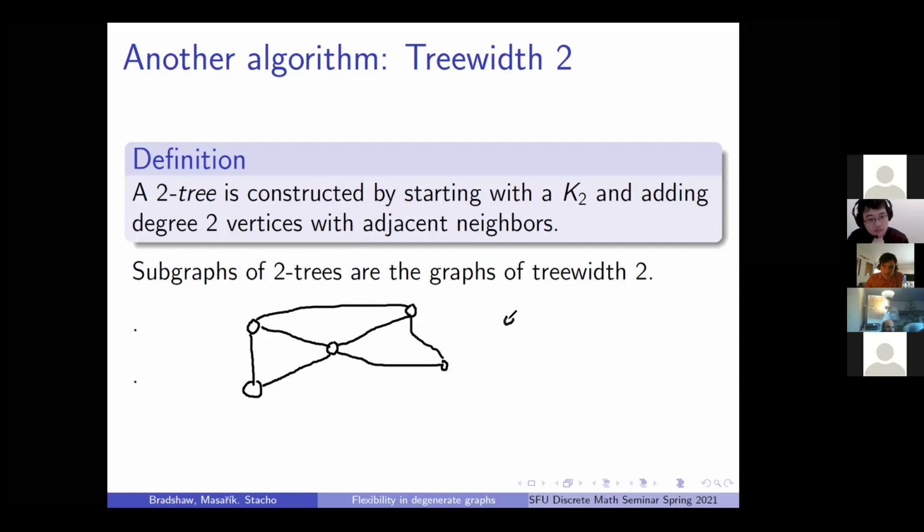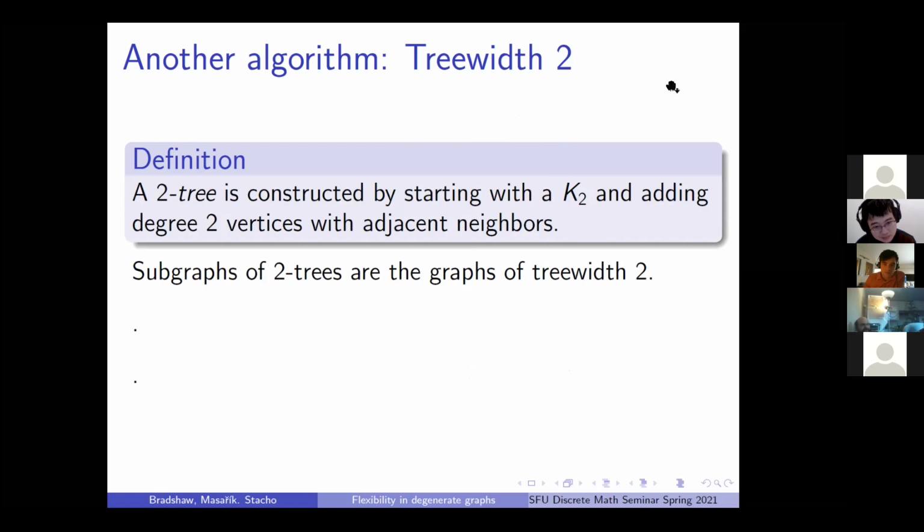And you can keep adding vertices of degree 2 as long as you want. You can add a vertex of degree 2 to the same edge multiple times. And that's how you get a 2 tree. And then the subgraphs of 2 trees are what we call graphs of tree width 2. And there are other characterizations of graphs of tree width 2, but this is the one that we worked with.